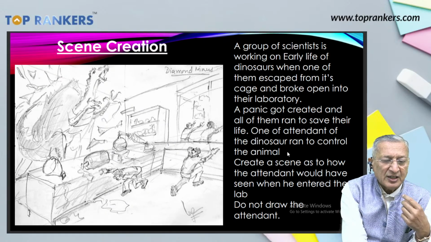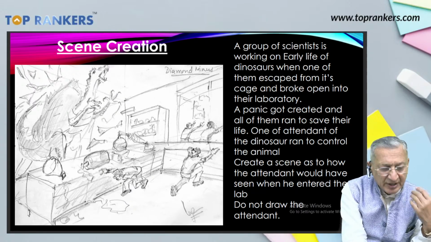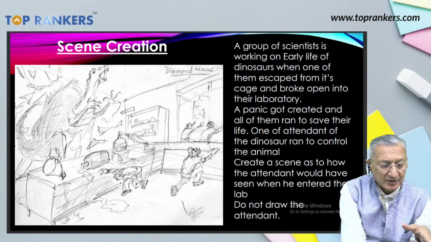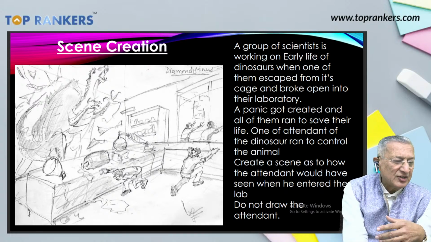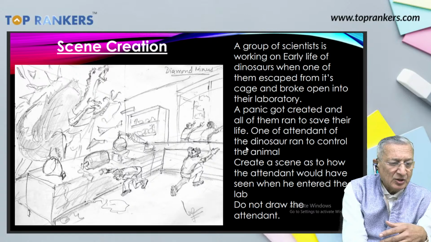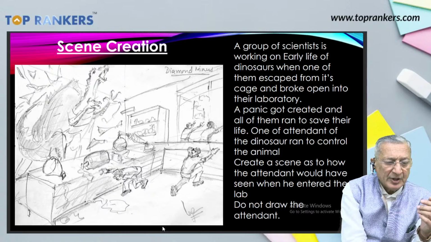One attendant of the dinosaur ran to control the animal. Create a scene as to how the attendant would have seen it when he entered the lab. So it is from the attendant's point of view that the whole scene has been created. Do not draw the attendant. That is the instruction. And have you noticed that this is a two point perspective? That means the vanishing points are here and somewhere here out of our paper or out of our picture frame. And look at the proportionate figures.